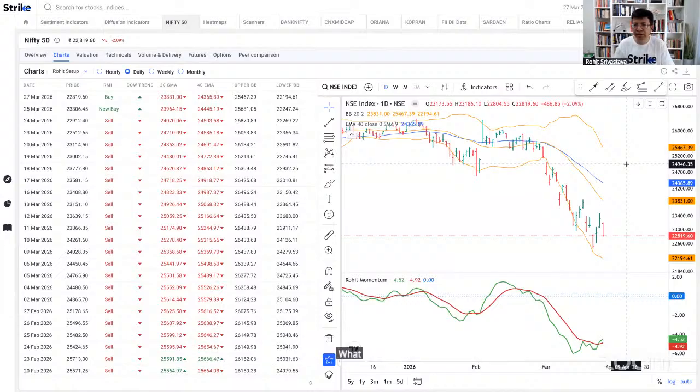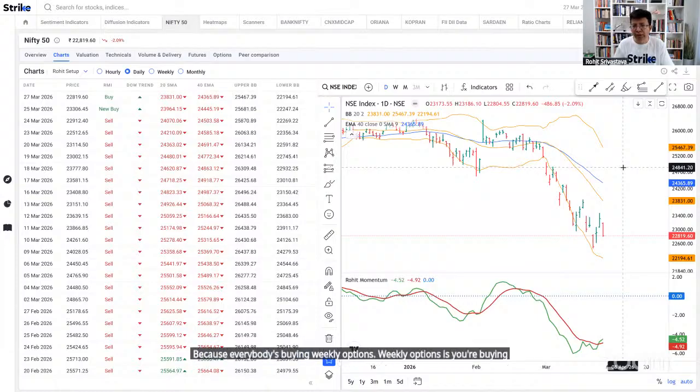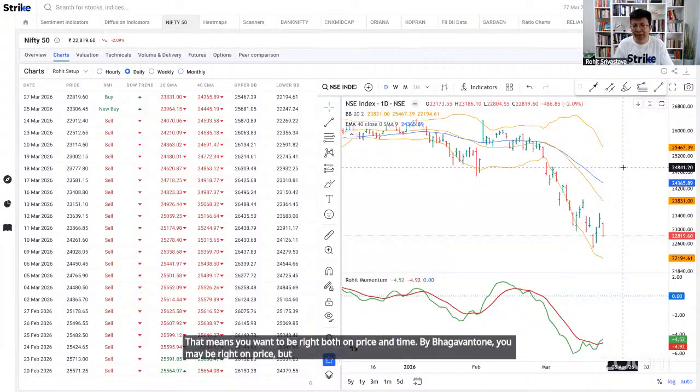व्हाट इज ऑप्शंस? व्हाई डज सेबी से दैट एवरीबॉडी इज लूजिंग मनी ऑन दीज ऑप्शंस? Because everybody is buying weekly options. Weekly options is you're buying 1 week and you're hoping that your view plays out in 1 week. That means you want to be right both on price and time. भाई भगवान तो नहीं हो. You may be right on price, but you may not be right on time.